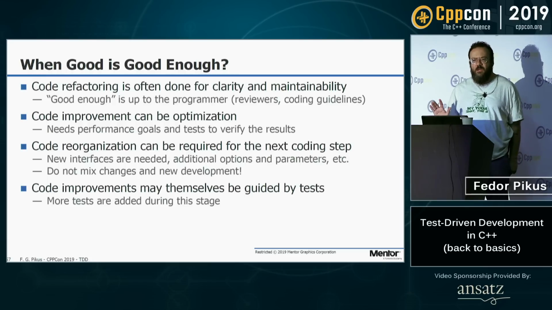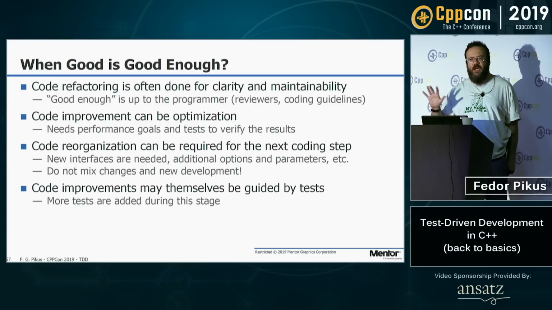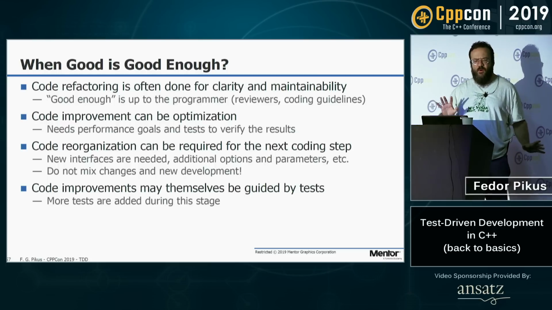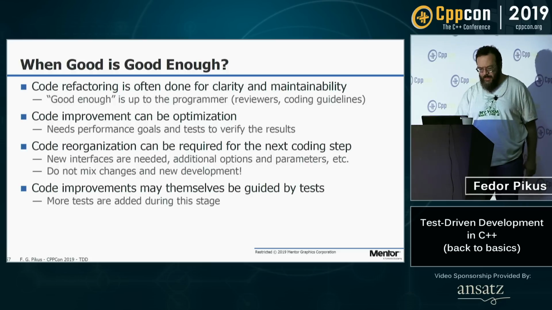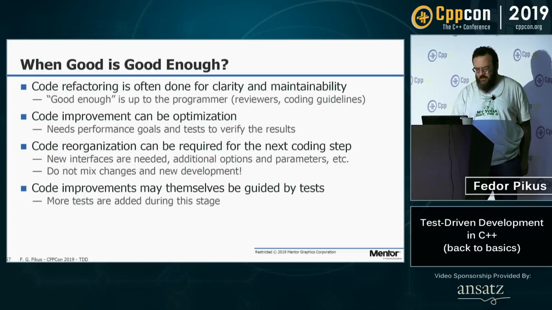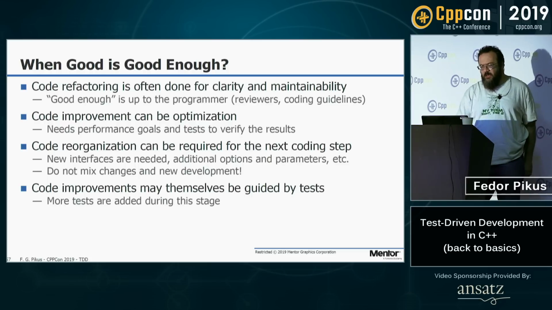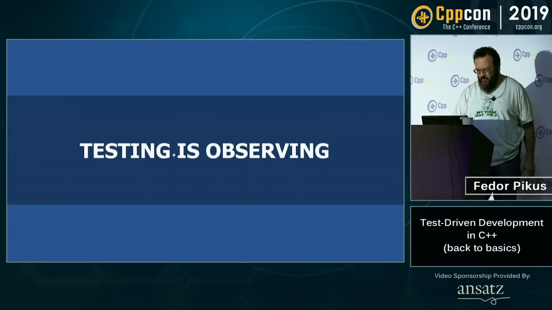That's important. If you need to make some changes to your code so you can add a feature, you make changes to your code that change nothing first. You finish them, you run the tests, make sure nothing changes, you check them in. Then you make the changes that actually change the results. And the code improvement may itself be guided by tests. You will be adding more tests at this point.